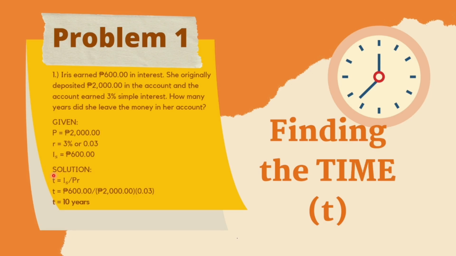So now let's solve for time. Once again, the formula for time is simple interest divided by the product of principal and rate. Substitute it once again. So here, the simple interest of 600 divided by 2,000, which is the principal, times the rate of 0.03. And once you calculate that, you'll get an answer of 10. So notice that this is asking for how many years, so you need to put years as well. So the time is 10 years. So Iris left the money in her account for 10 years for it to earn this much interest.